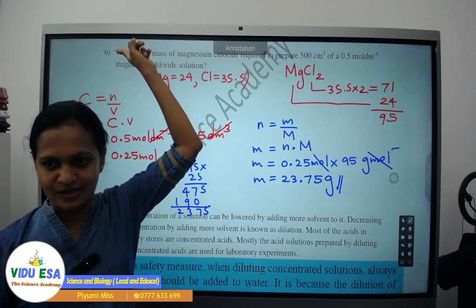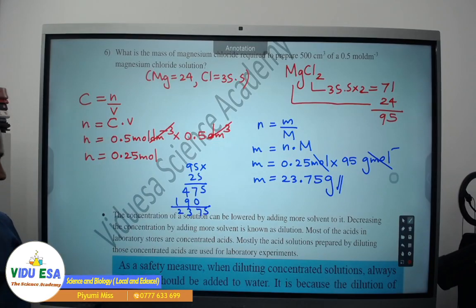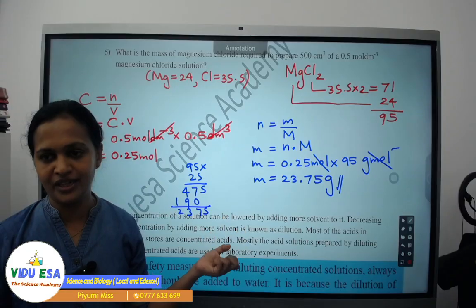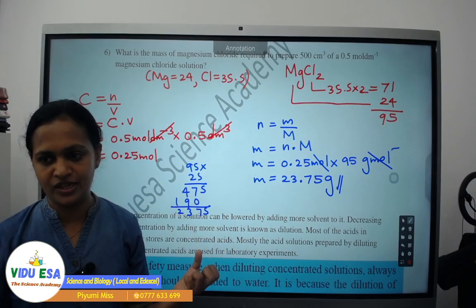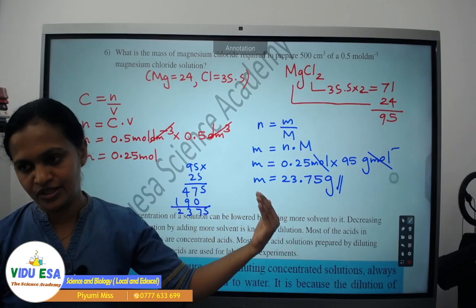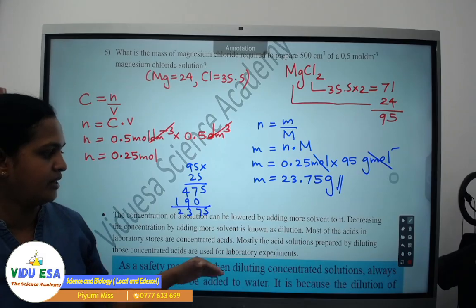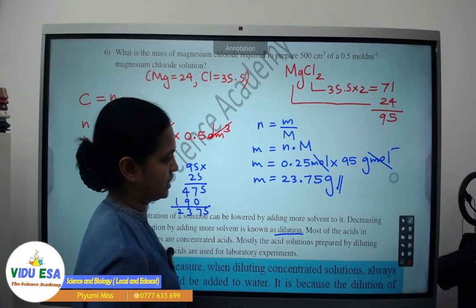This is question number 6. So you can do the previous calculations. The concentration of a solution can be lowered by adding more solvent. Right? Now it's like the cordial. If we need to reduce the concentration, we have to add more solvent, more water. Decreasing the concentration by adding more solvent is known as dilution, diluting a solution.